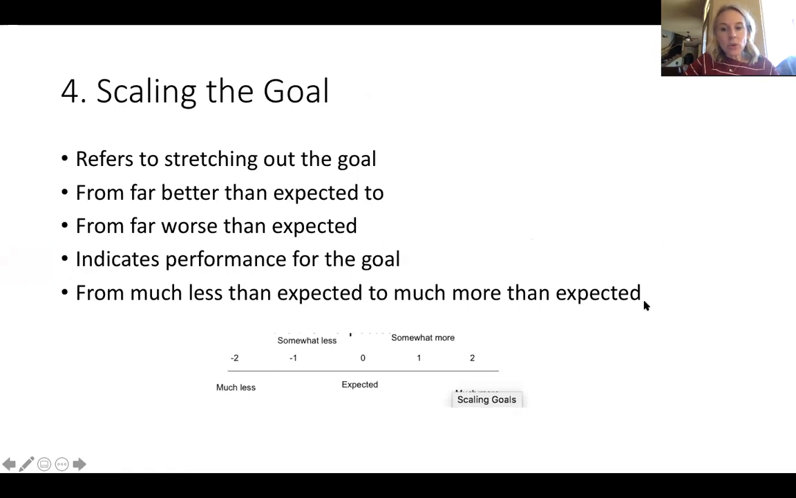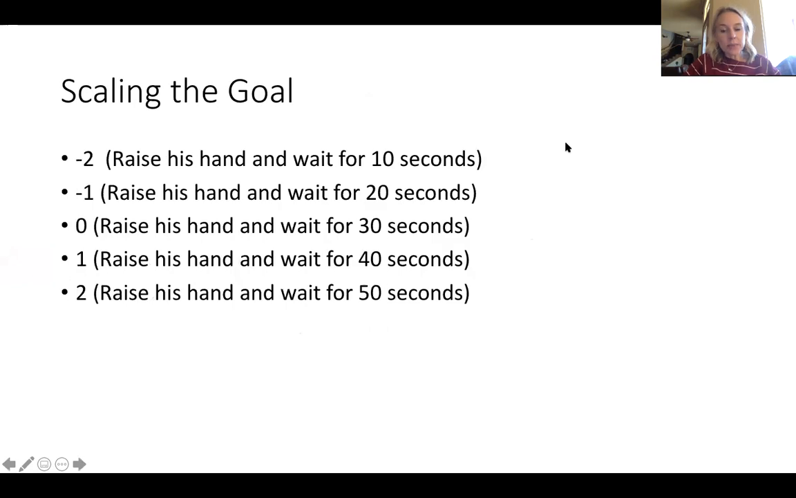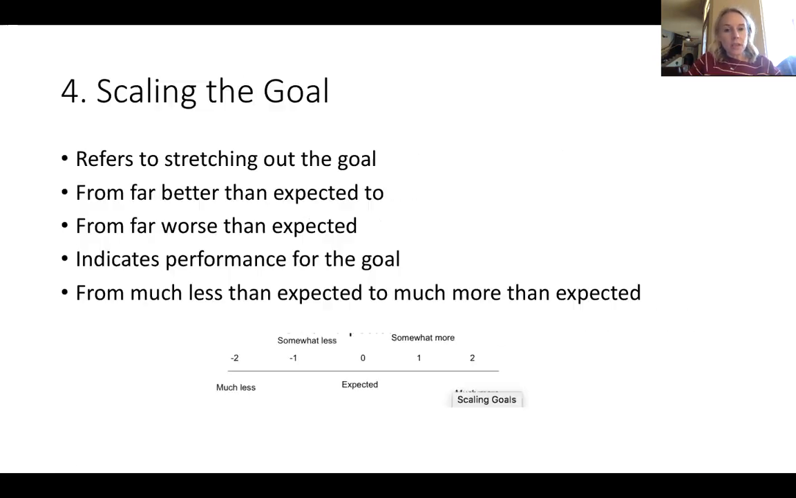Okay, and so scaling the goal. This is where the goal attainment scale comes into play. This is stretching out the goal. I'm going to stretch it out from far better than expected to far worse than expected. It indicates performance for the goal.